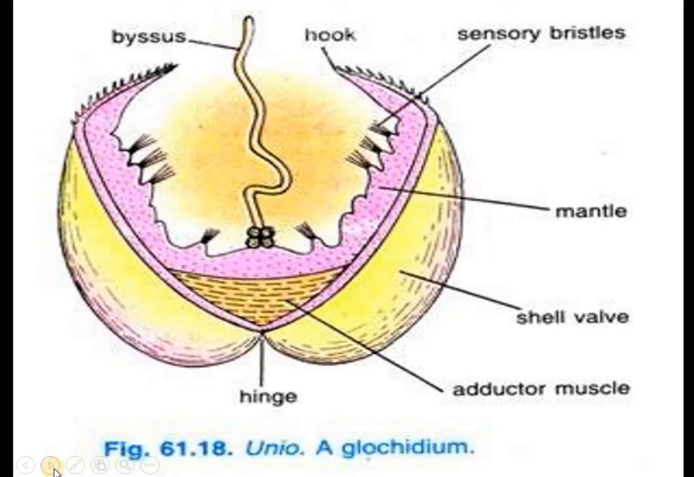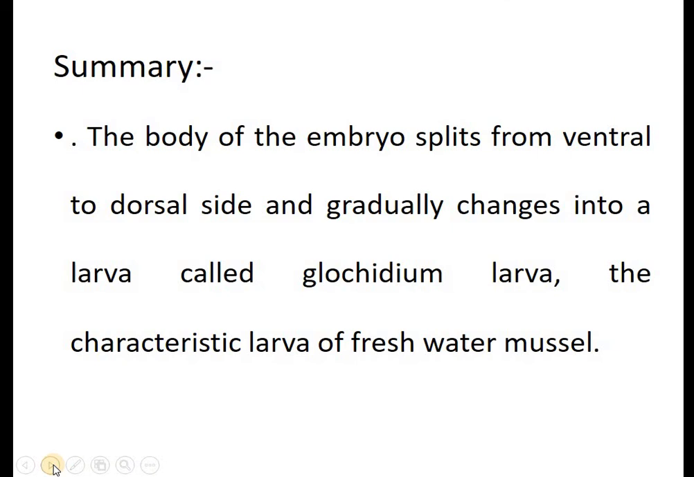In the second semester we have a lot of larvae, particularly this larva, echinoderm larvae and tornaria larvae. So many things are there. Okay, summary. The embryo splits from the ventral to the dorsal, and gradually this changes to the glochidium larva, the characteristic larva of the freshwater mussel.